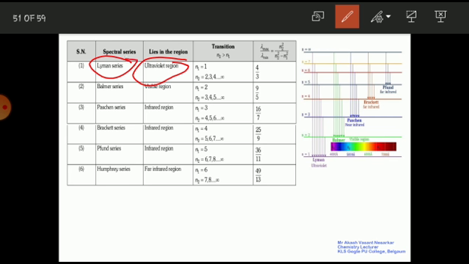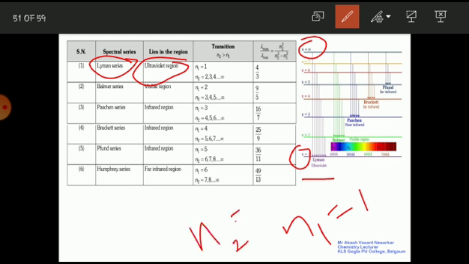So Lyman series is nothing but when electron falls from higher energy orbital to the first lower energy orbital, it is called a Lyman series. So here n1 is equal to 1 and n2 is equal to 2. So these are the transitions that will take place in Lyman series. It may be 2, 3, 4 and so on. Okay, so higher energy means it may be 2, 3, 4 and so on.